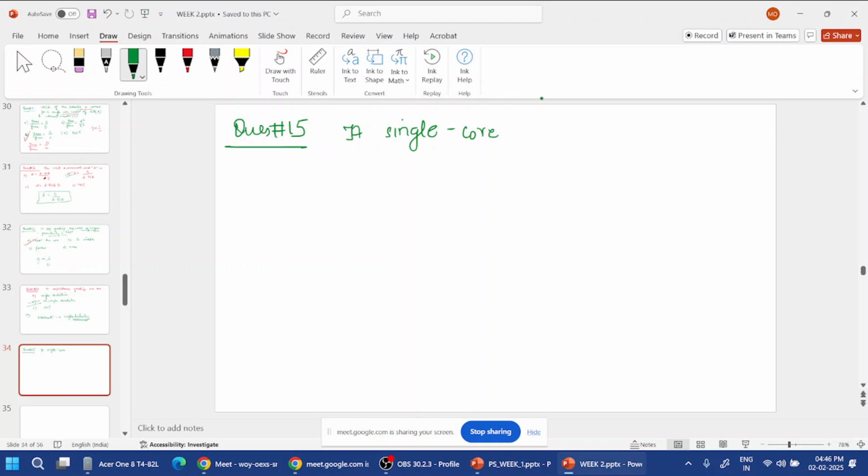Okay, a single core has a conductor diameter. In session 13. Which session 13?